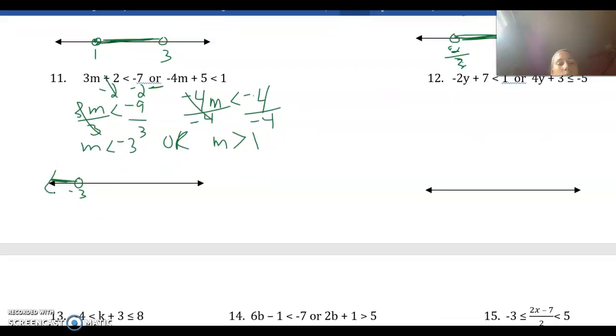Open circle going to the left, and then we have an open circle on 1 going to the right because m is greater than 1. That's our answer for number 11 there.